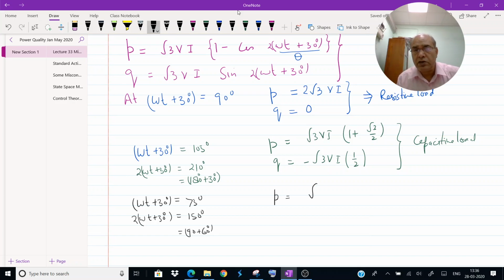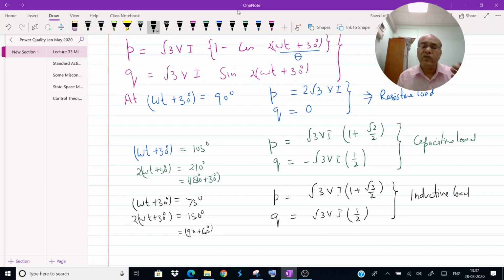So this becomes root 3 bi into 1 plus again root 3 by 2, and Q is equal to sine 90 plus 60, which becomes cos 60, 1 by 2. This becomes root 3 bi into 1 by 2. This time it indicates an inductive load because Q is positive for inductive.